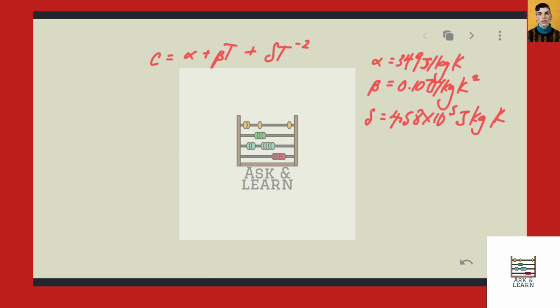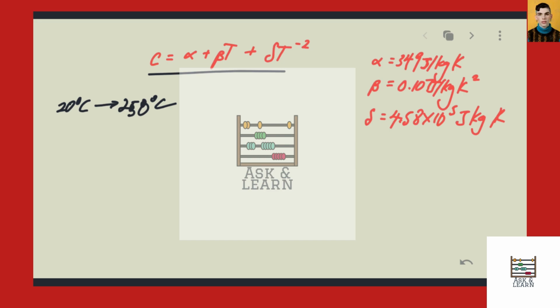For this question, we are treating the heat capacity for copper to be a variable, right? It changes over the different temperatures. I want to find what is the amount of heat required to raise the temperature of a 2 kilogram piece of copper from 20 degrees Celsius to 250 degrees Celsius. So I'm given this empirical formula.